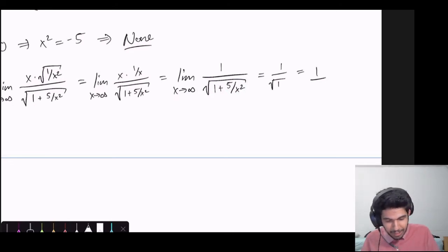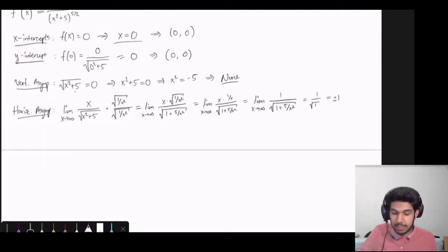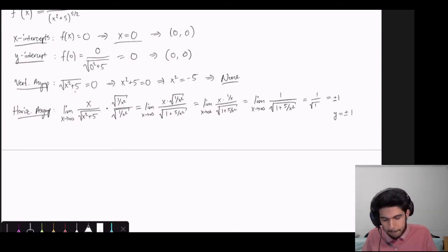But I was a little careless. The square root of 1 could be positive or negative, so we specify that here, plus or minus 1. And these are our horizontal asymptotes. So I'll just write them out. y equals plus or minus 1.